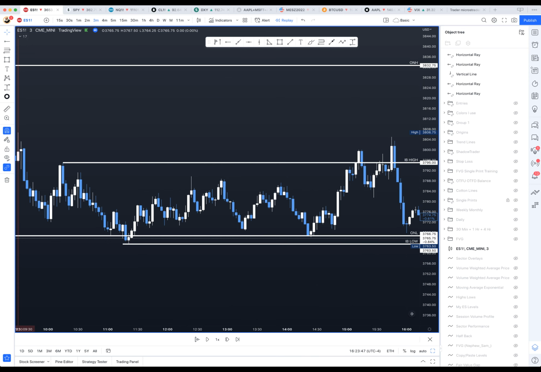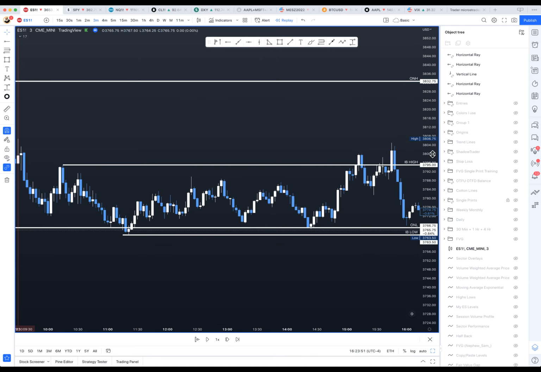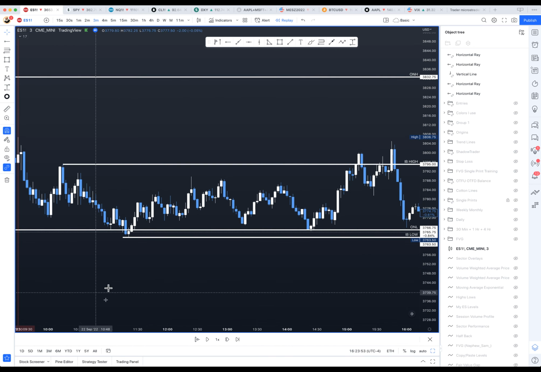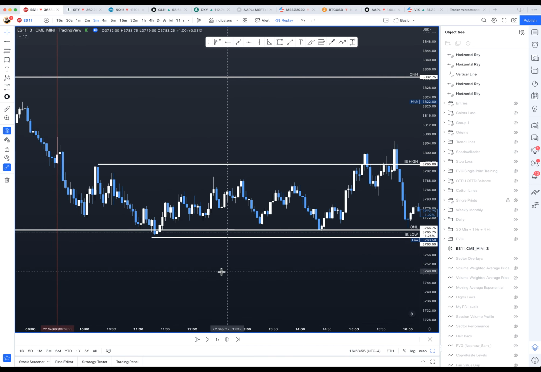All right, let's look at a chop day. I'm going to use the exact same chart I just used to talk about the overnight high and overnight low and IB low and IB high. So let's just use this. You got a chop day here, and a lot of people lose a lot of money on these days.